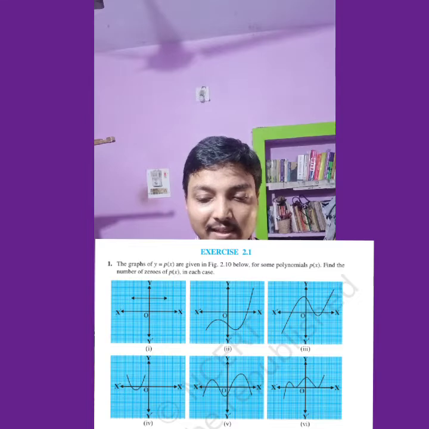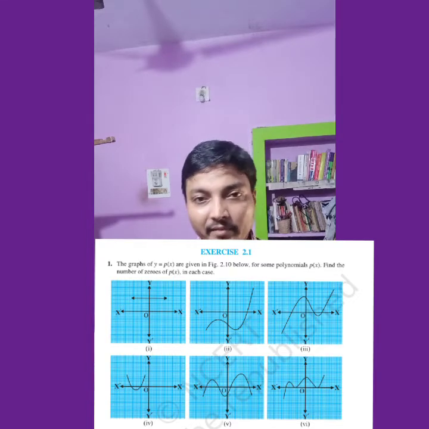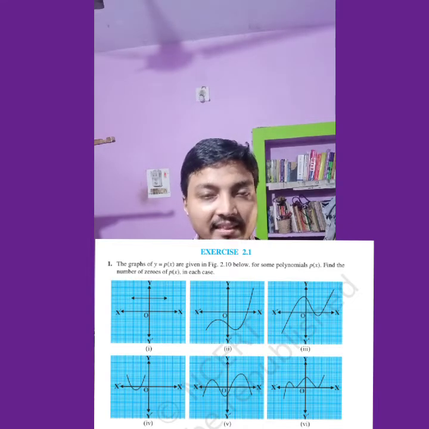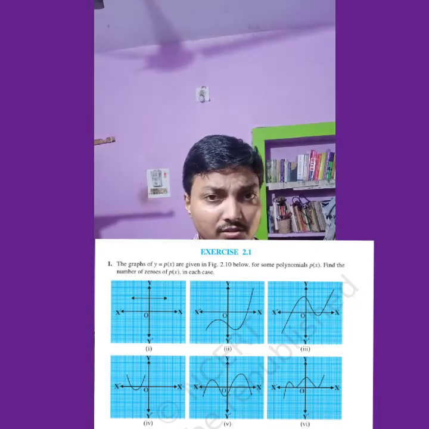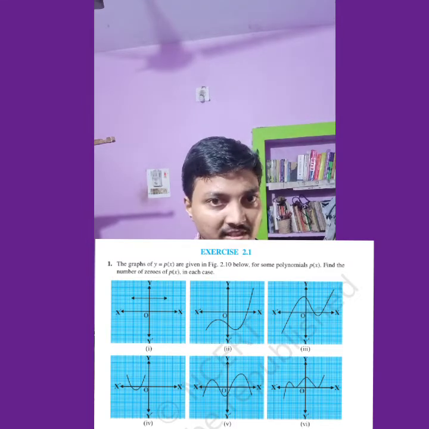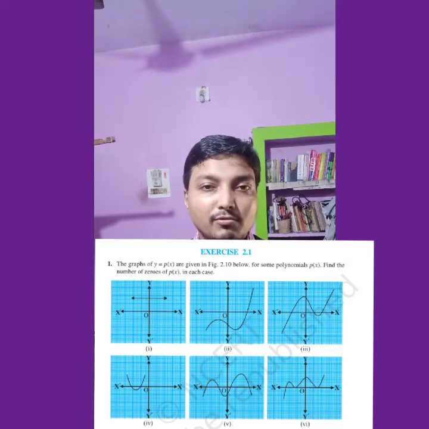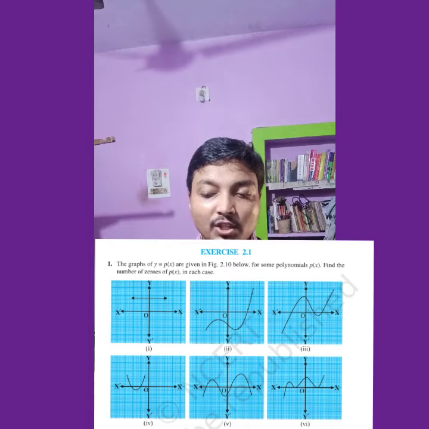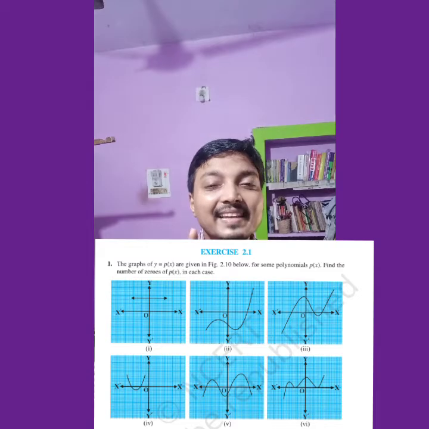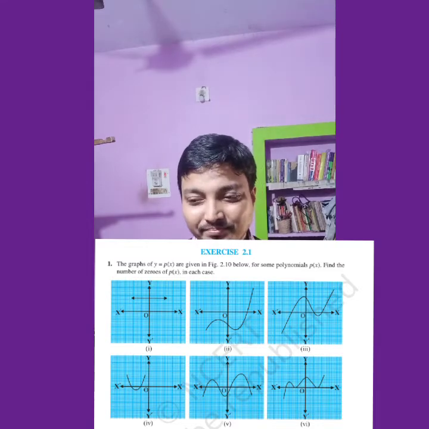Everyone see the first figure. The curve does not touch the x-axis, so this polynomial has no zeros. In the second figure, the curve intersects the x-axis at a single point, so the polynomial has a single zero, that is, 1 zero.